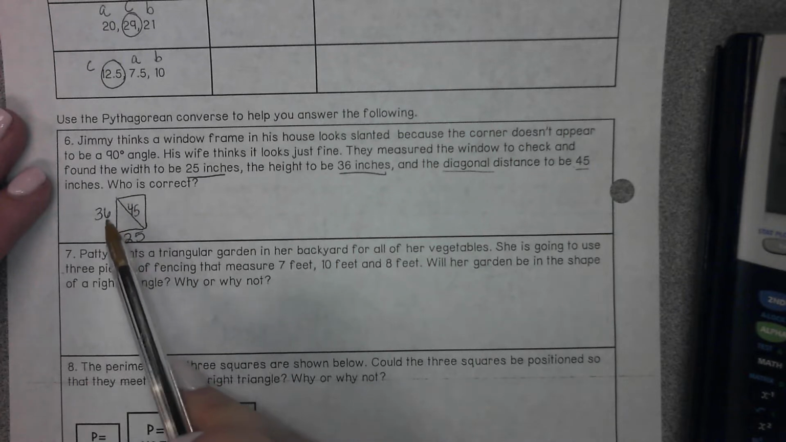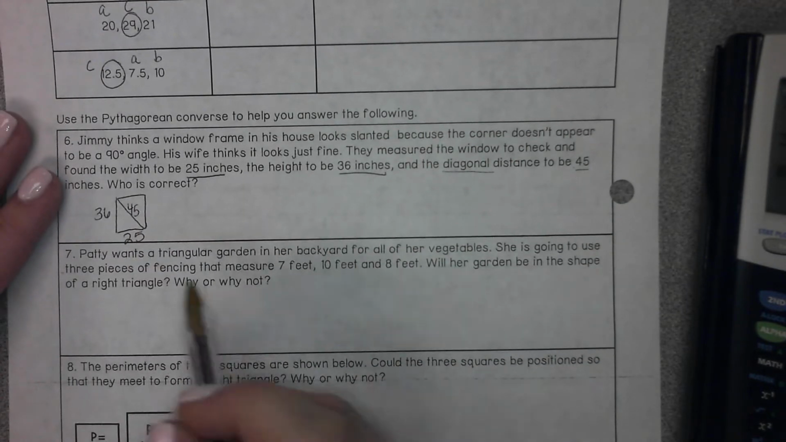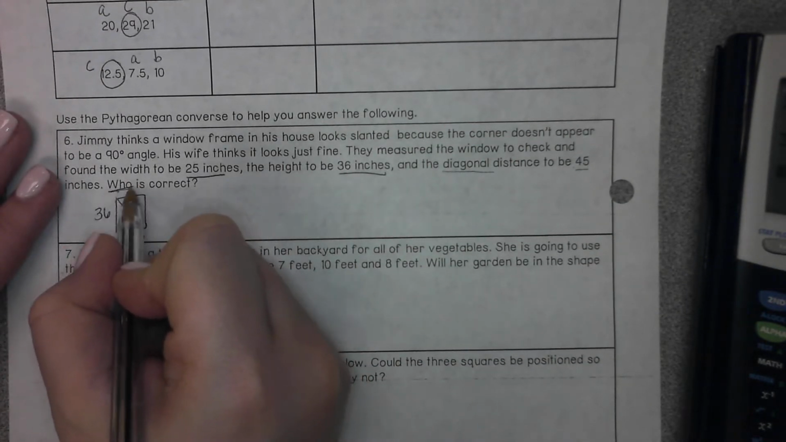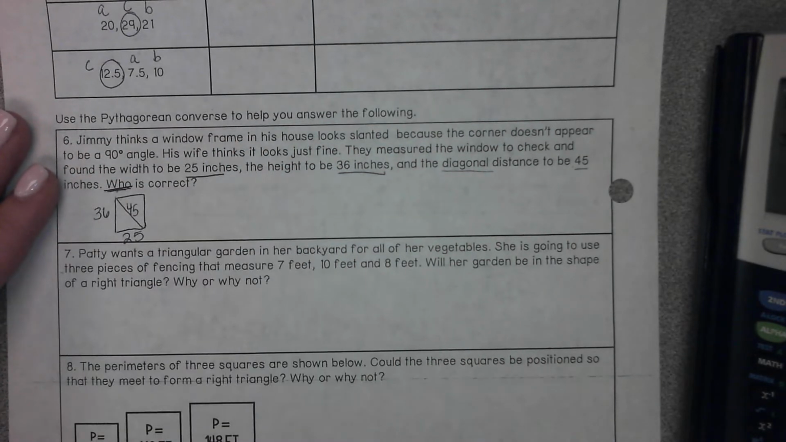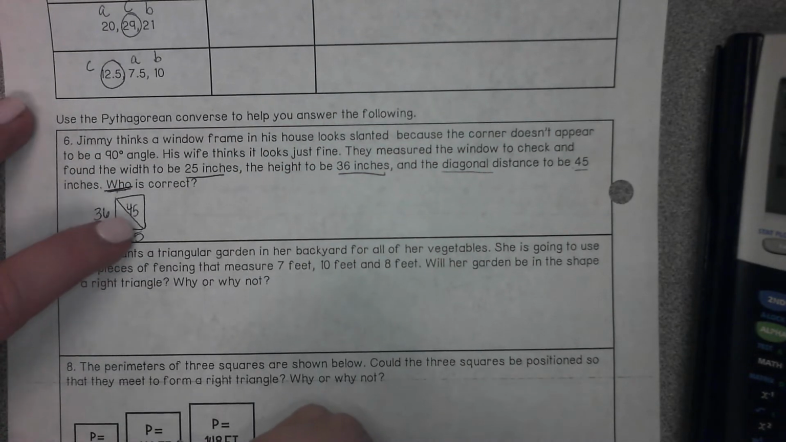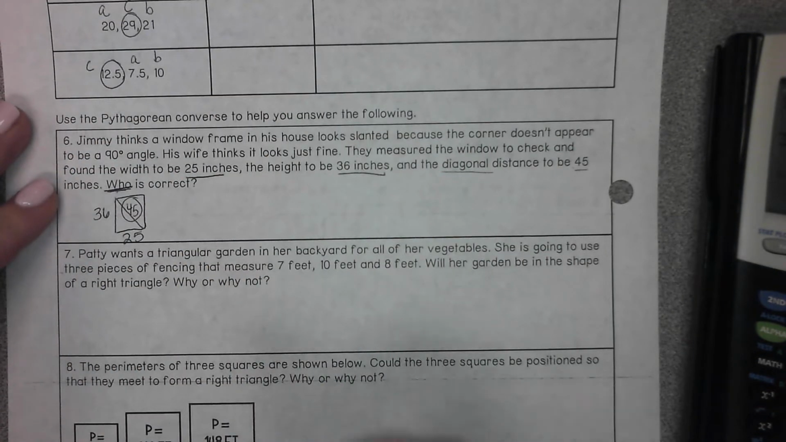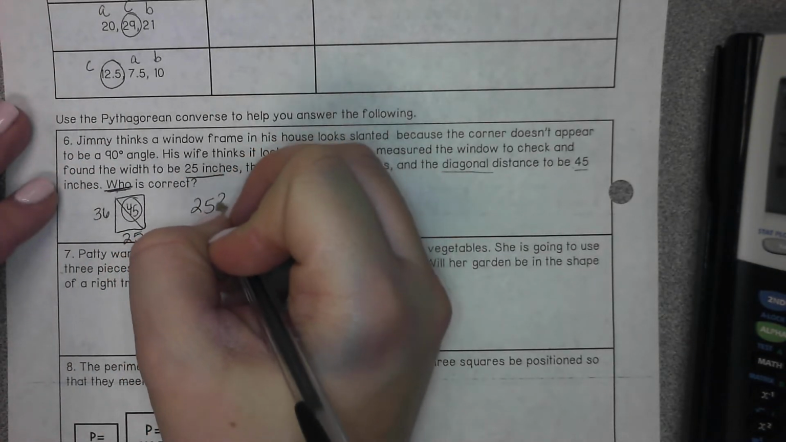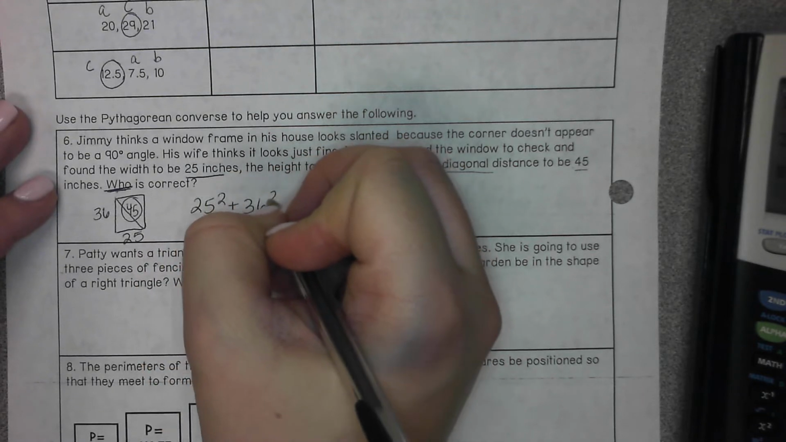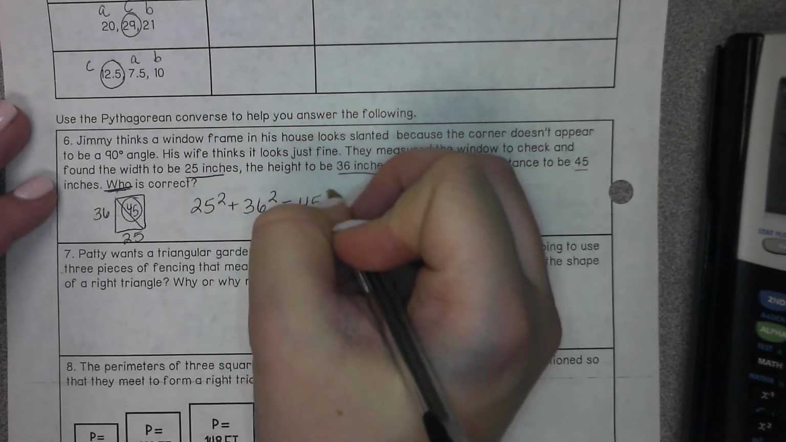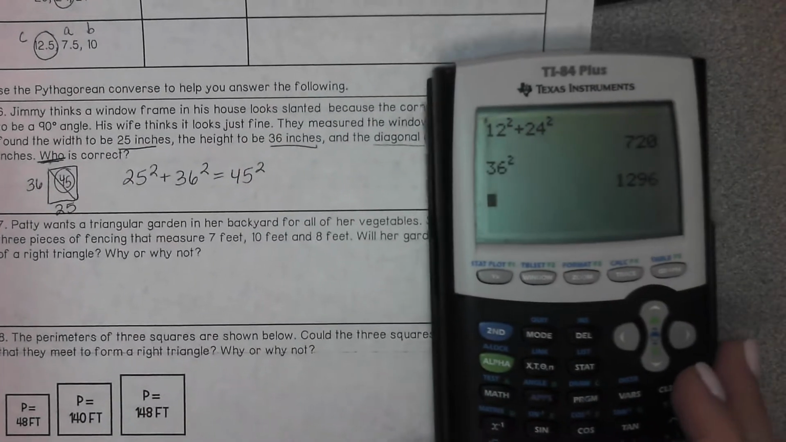So first we want to figure out, okay, is this a right triangle or not? And then they want to know who is correct. Who is going to be correct? So we know that the longest number, the biggest number, is 45, so that's going to be my C. So it's going to look a little bit like 25 squared plus 36 squared equals 45 squared. So we're going to go ahead and solve that.